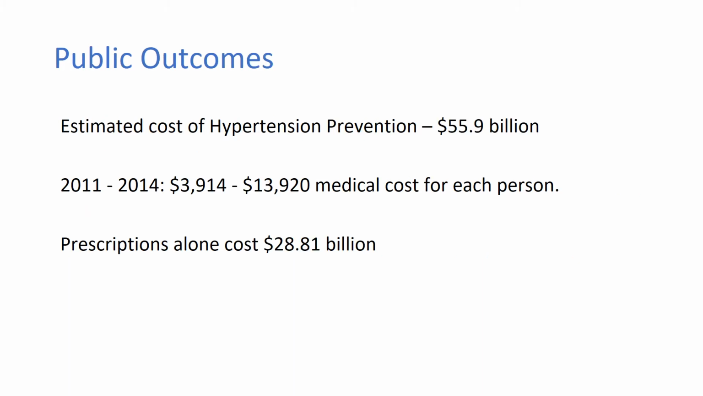So if we're talking about the public outcomes or the burdens of hypertension, I think it's worth pointing out three figures. The estimated cost for hypertension prevention is almost $56 billion a year, and the prescriptions alone to treat hypertension cost almost $29 billion a year. And then it was found that between the years 2011 and 2014, almost $4,000 to $14,000 was the cost in medical care for each person.